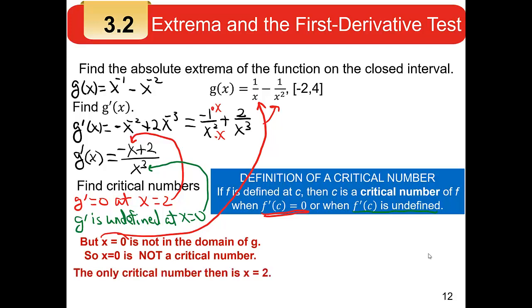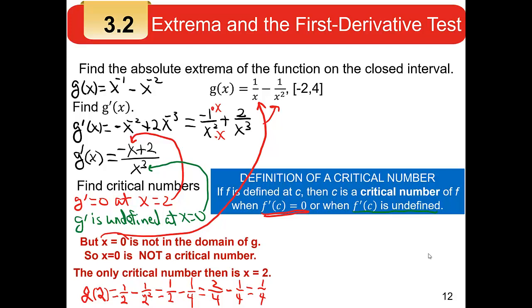Now 2 is in that interval from -2 to 4. You're always looking for the numbers to be in that given interval, and it is. So your only critical number is 2. You know you're going to look for maxes and mins, so now you want to find the corresponding y values. If you plug 2 back into the original function g, remember when you're doing y values, you always go back to the original function. If you plug it in, you've got 1/2 minus 1 over 2 squared, which is 1/4.